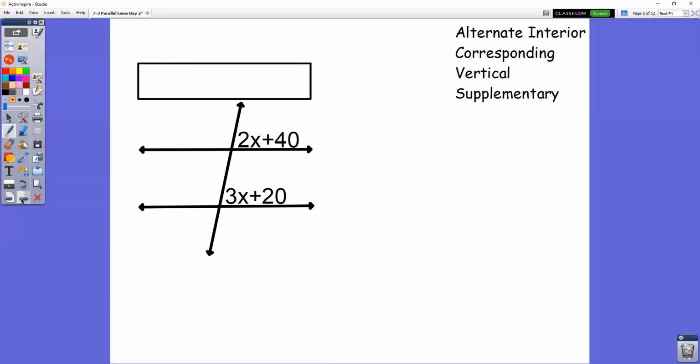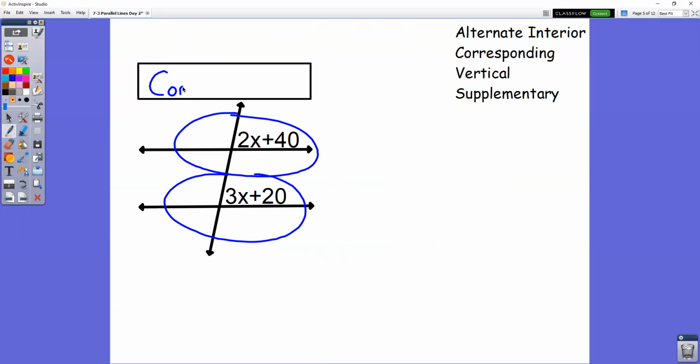So again, the first thing that you want to do is decide, are they alternate interior, corresponding, vertical, or supplementary? These angles are in the same place. Remember that you have an upper half set of angles and a bottom half set of angles. These angles are in the upper right and upper right. Therefore, they are corresponding angles.